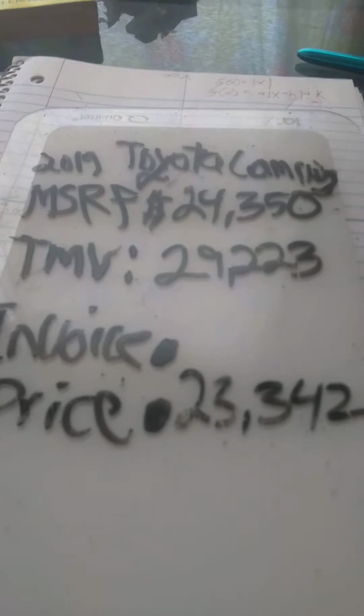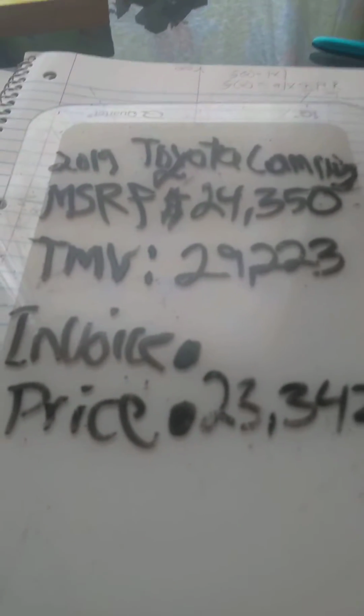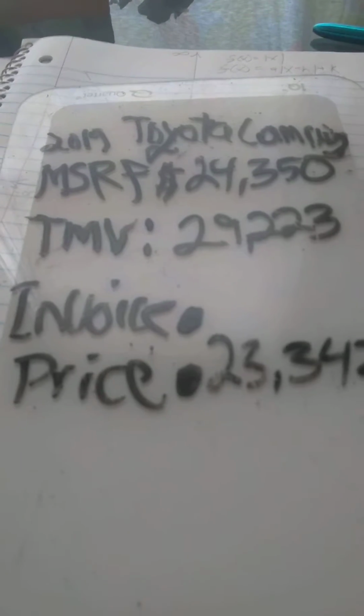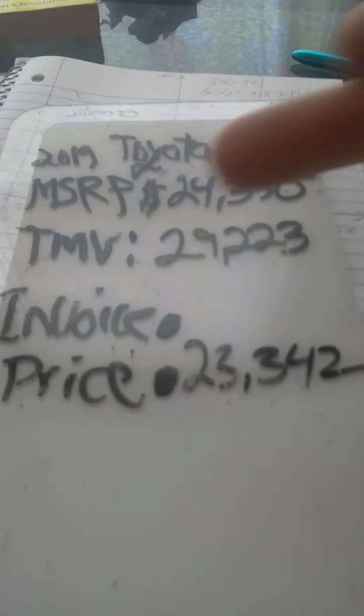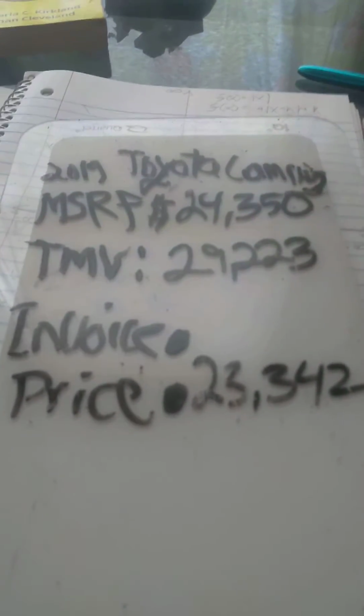Kelley Blue Book is a site you might go to if you're buying a used car. But Edmunds potentially is a place to do some research for buying a new vehicle. And then, according to Edmunds, the invoice price there was $23,342.